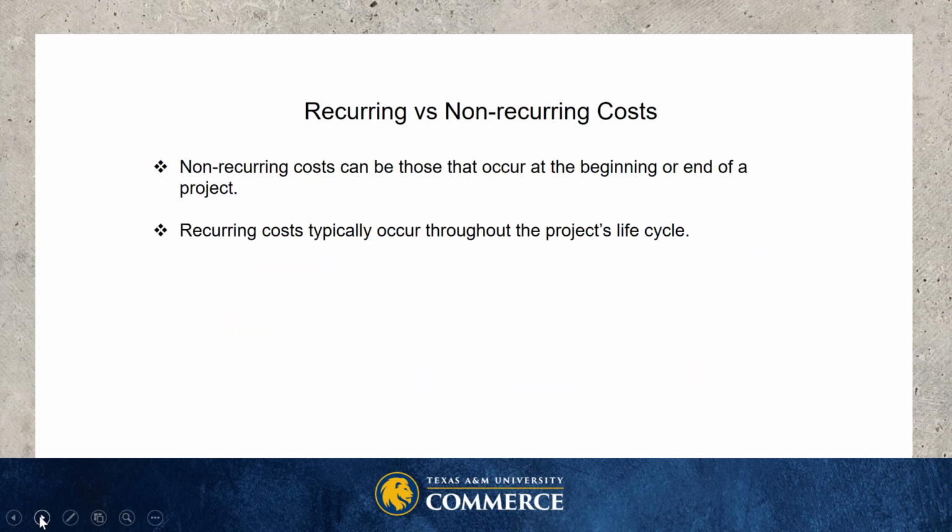Then we have recurring and non-recurring costs. Costs, as we said, can be examined in terms of the frequency with which they occur. There are non-recurring costs like preliminary marketing or training, things that are going to be done at the beginning or the end of a project. And then we have recurring costs typically occurring throughout the project's life cycle, like labor, logistics, and sales cost.